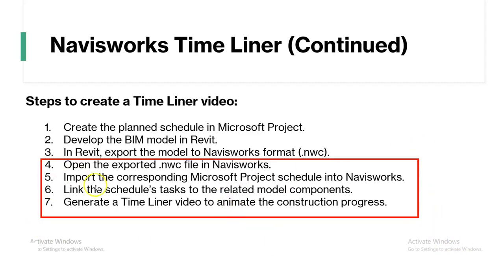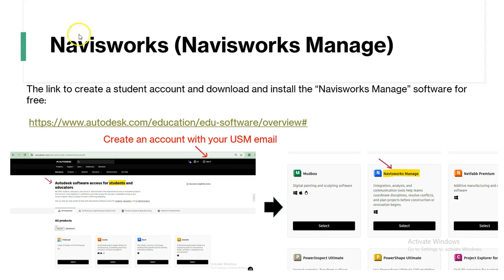Today we work on these 4 steps. Today we just focus on these 4 steps because I already have created a Navisworks file for you, and you just need to use it. Therefore, you don't need to download and install Revit. You just need to install Navisworks. The software that you need is called Navisworks Manage.